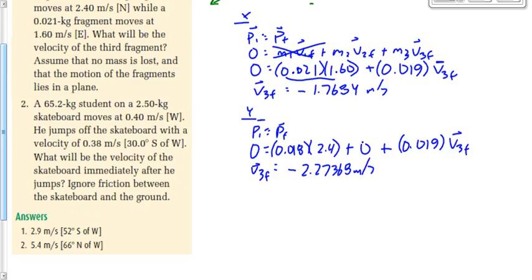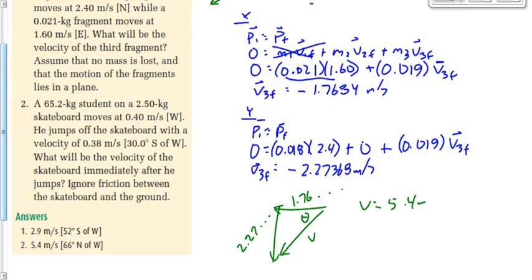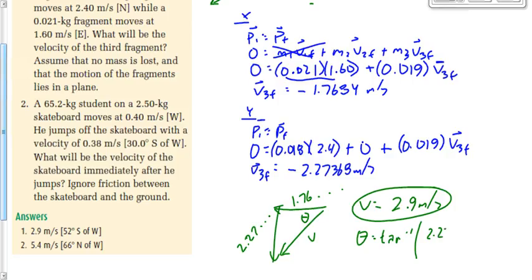So we're going to say 1.76, 2.27, and then the hypotenuse, and then the angle. Solve for the hypotenuse using the Pythagorean theorem: 2.9 meters per second. And we find theta by the inverse tan function of opposite over adjacent, which gives me 52 degrees south of west. Good.